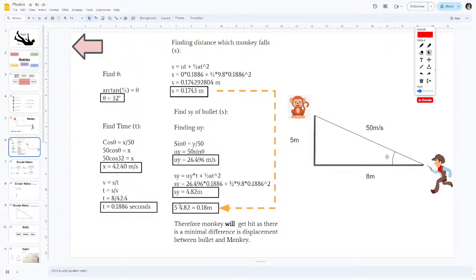Then that's how far the bullet drops, and that's how far the monkey drops. So say from here to here is 17 centimeters, and the bullet goes 18 centimeters down. Because it's such a small difference, less than a centimeter, the monkey will get hit.